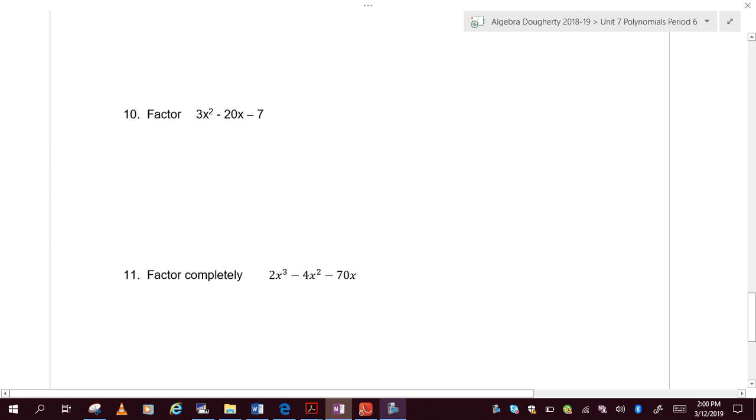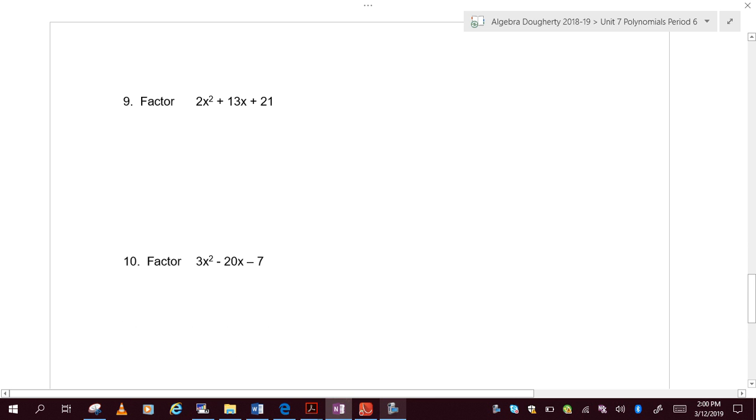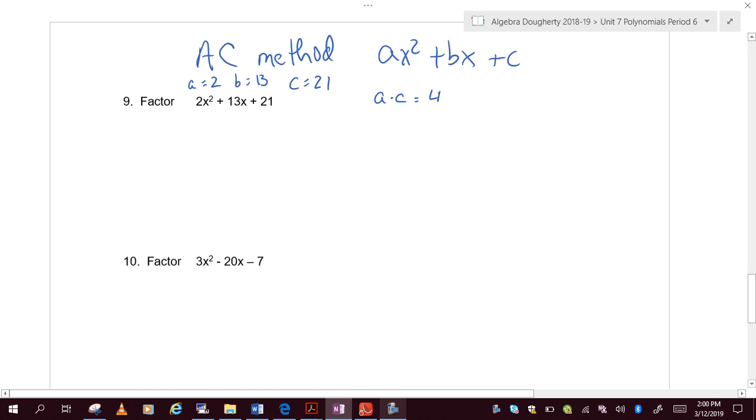I said I would do a couple, like 9. Well, this is where I'm probably going to slow down a little bit. I want to use the AC method. Remember, it's ax squared plus bx plus c. Well, this means a equals 2, b equals 13, and c equals 21. A times c is 42. I want factors of 42 that add up to 13. Well, luckily I see that it's positive, and that's positive. It's my favorite one where they're both positive.